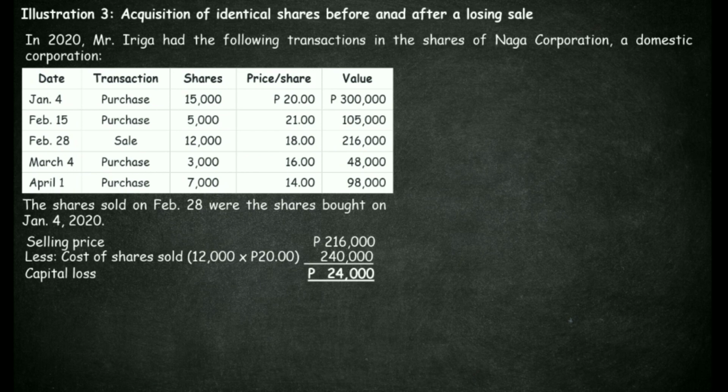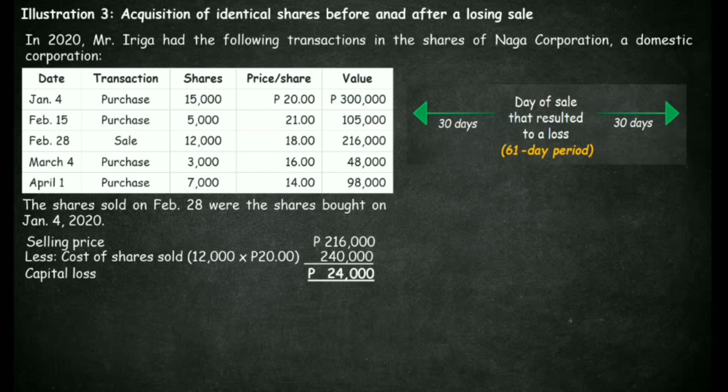We have to check first kung meron bang wash sale na nangyari. So, ito yung timetable natin for the wash sale. So, yung wash sale again, just to remind you, the wash sale happens if within 30 days before and 30 days after the day of the sale that resulted to a loss, si taxpayer bumili uli ng substantially identical shares. Okay, kailan ba yung sale ng shares na nagkaroon ng loss? That was on February 28, 2020.